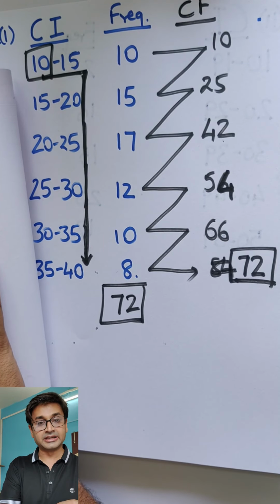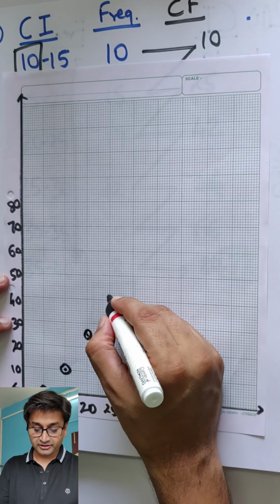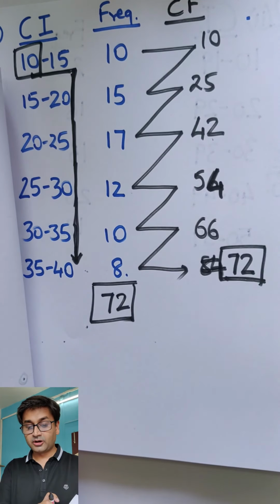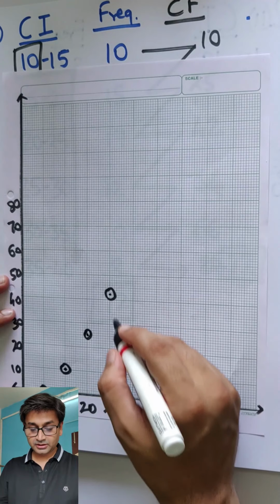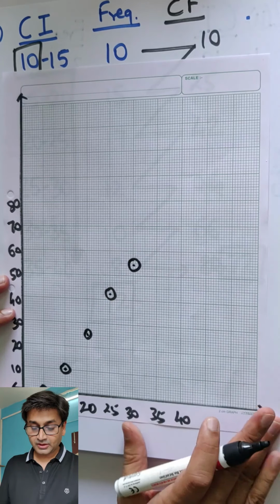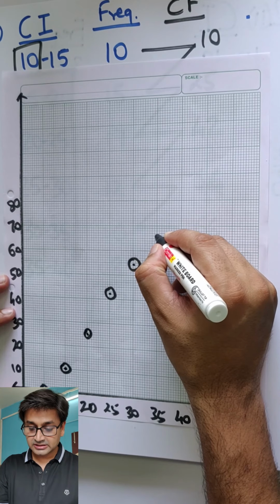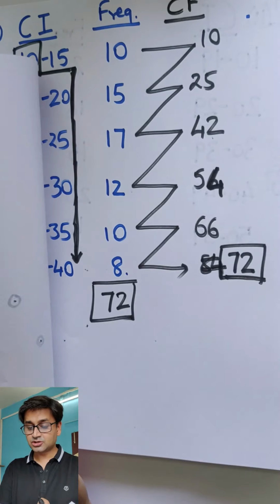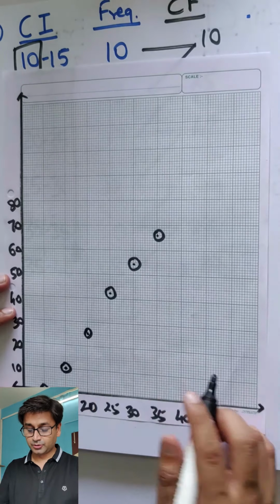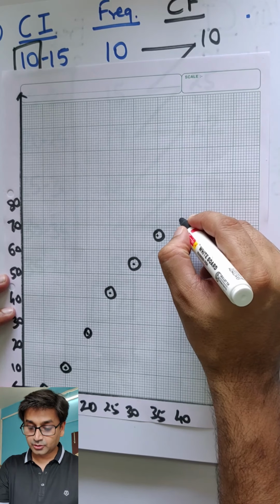25 is the next one. So 20, 25. See, on 20 you are plotting 25, not 15. Okay, so on 20 I am plotting 25, exactly at the middle. Then on 25 I am plotting 42. So on 25, 42. Then on 30, 54. The next one, 35, 66. And then the last one, 40, is 72. So on 40 we are plotting 72.